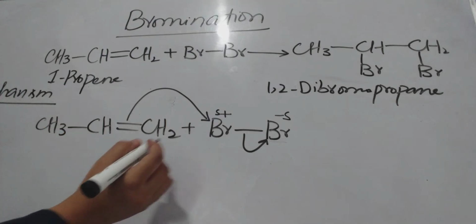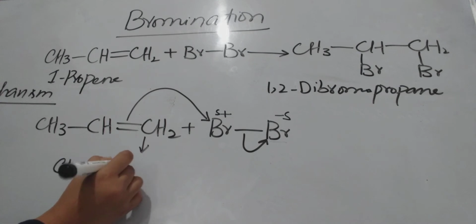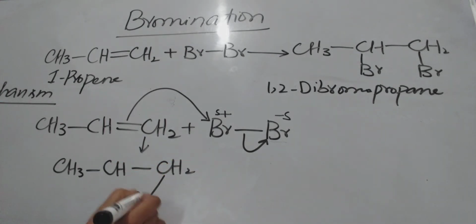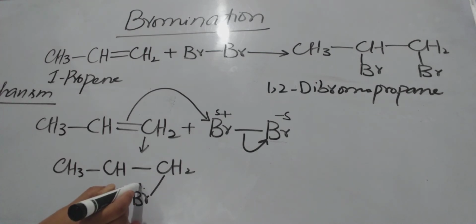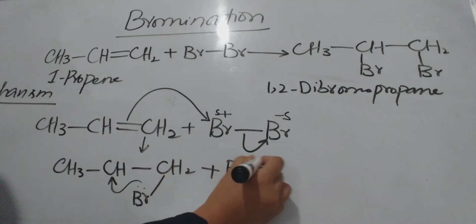It will result in the formation of CH3, CH single bond, CH2 bromine over here, and here as you know that bromine belongs to group 7A, and after becoming involved over here, the electron pair will attack over this carbon atom. Okay, here is bromide present.